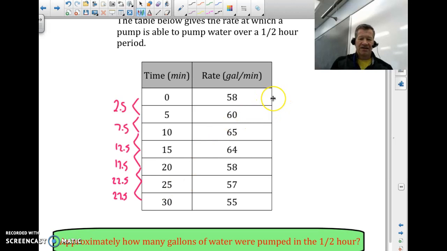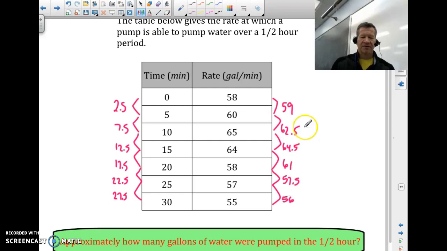All right. And then take the midpoints of these rates. So this would be 59 gallons per minute, 62.5, 64.5 would be the midpoint between 64 and 65, 61, 57.5, and finally 56.